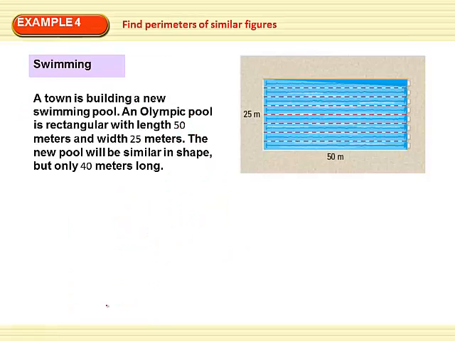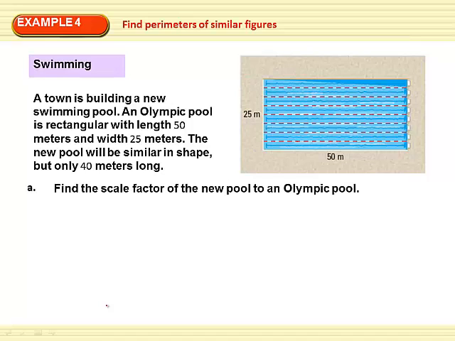Okay, so another example. A town is building a new swimming pool. An Olympic pool is rectangular with length 50 meters and width 25 meters. The new pool will be similar in shape, but only 40 meters long. So it's a similar figure, but not the exact same.